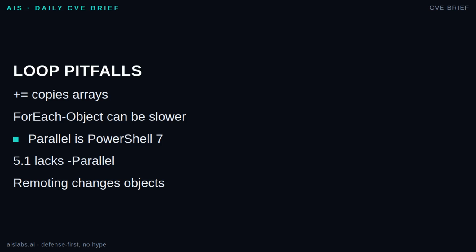PowerShell 7 adds ForEach-Object -Parallel, but do not treat it as free speed. Authentication, remote load, throttling, and thread-safe output matter. Windows PowerShell 5.1 does not have -Parallel, and remoting can serialize objects, changing methods and live behavior.